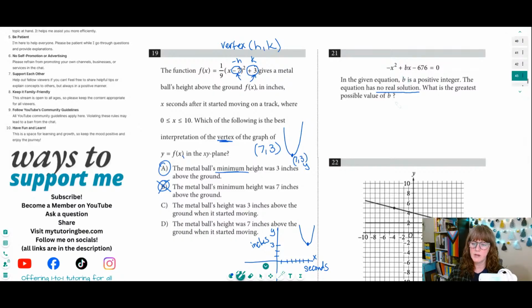So if our equation has no real solution, that means that if we were to use the quadratic formula in order to find our solutions for this quadratic, whatever is in that radical, in that square root, would have to be negative because that would give us an imaginary number. So let's write out the quadratic equation.